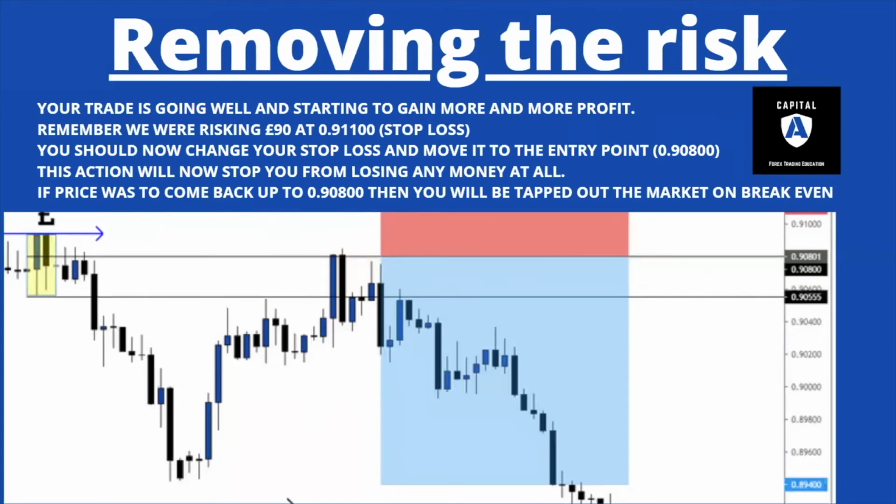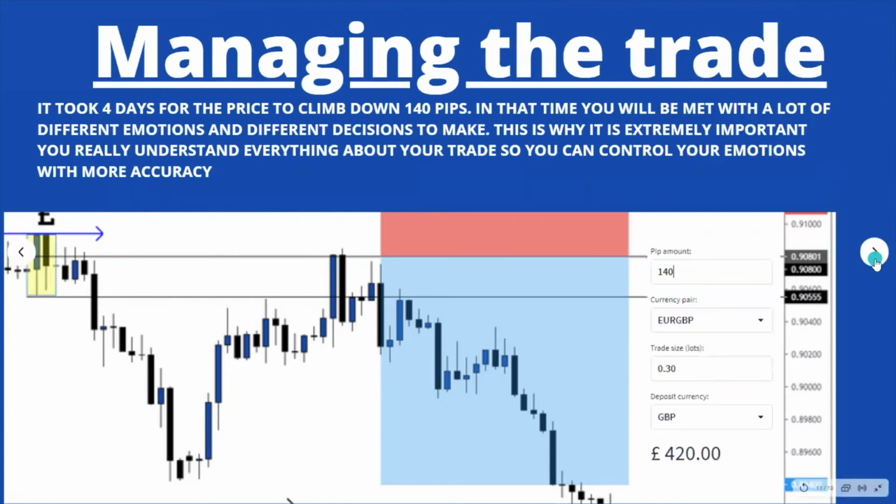Your trade is going well. As you can see, this one hit our point and it started to drop. It started to go very well, okay? So remember, we were risking £90 with that 91,100 stop loss. You should now change your stop loss and move it to the entry point where we got in at 9,800. So that red square has now disappeared. This action will now stop you from losing any money at all. If price is to come back up and hit the 9,800 mark, you'll be tapped out, break even with nothing. So again, very important to remove the risk.